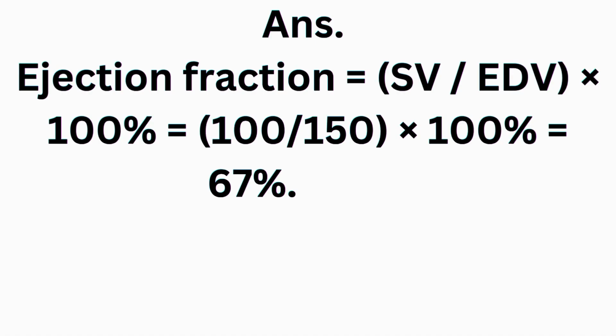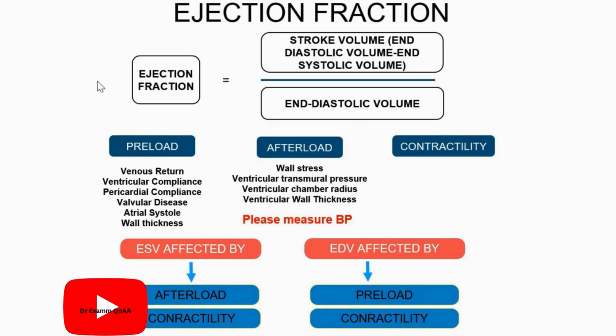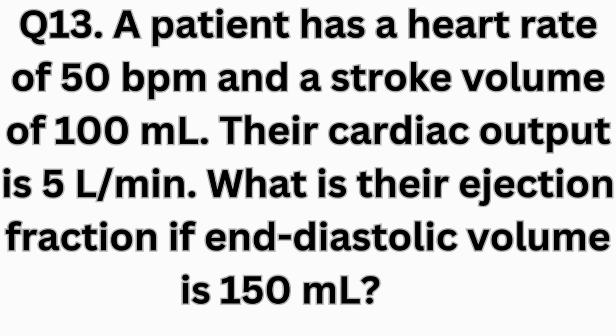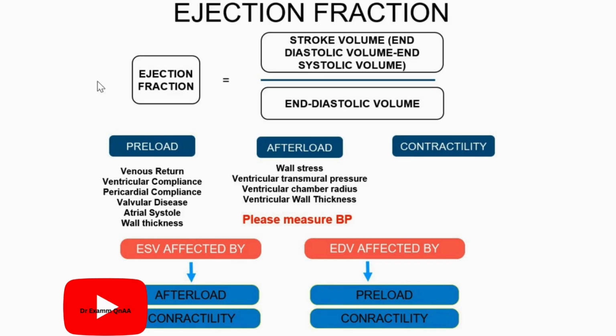So remember that ejection fraction is not the cardiac output. It is the pump efficiency. Our patient's heart rate is 50 beats per minute. That is bradycardia. So he is bradycardic, but compensates with a big stroke volume. So the ejection fraction is normal.